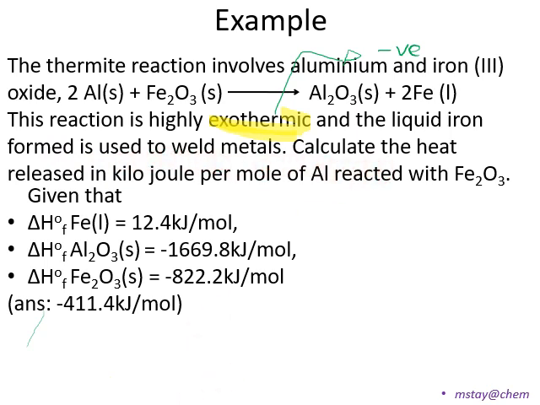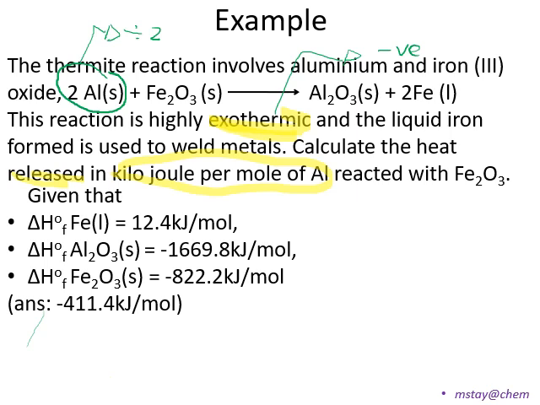So again, the question gives us the heat release, and they need us to give the answer in kilojoule per mole of aluminium. However, when we look at the chemical equation here, it is 2 mole of aluminium. So later, after we get the answer, we need to divide by 2, as we learned in the first video for thermochemistry. We know that the change of the enthalpy will be different based on the different stoichiometry.